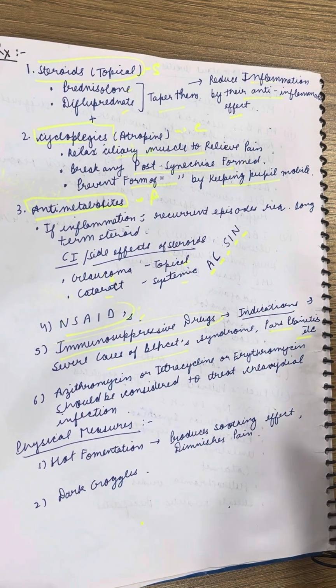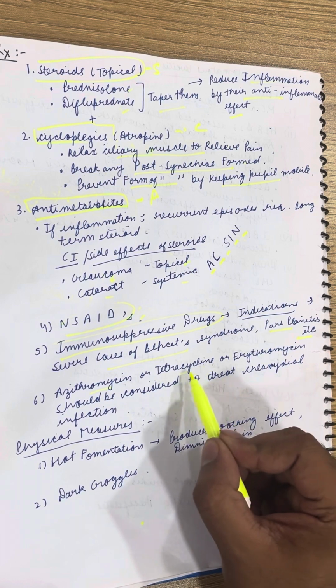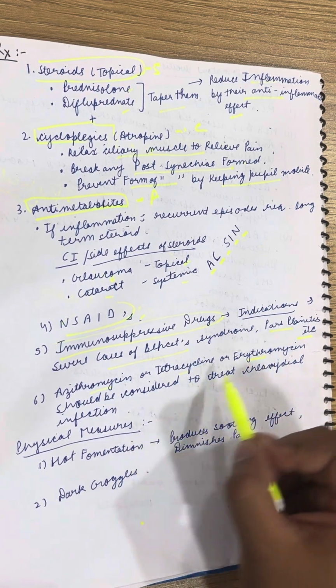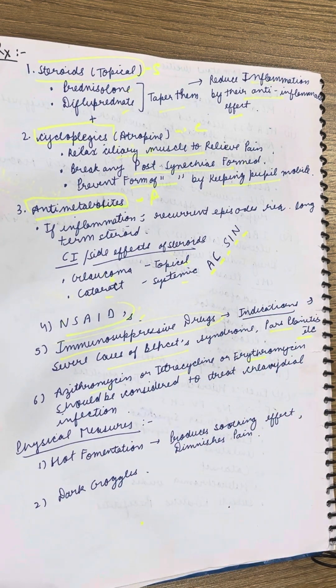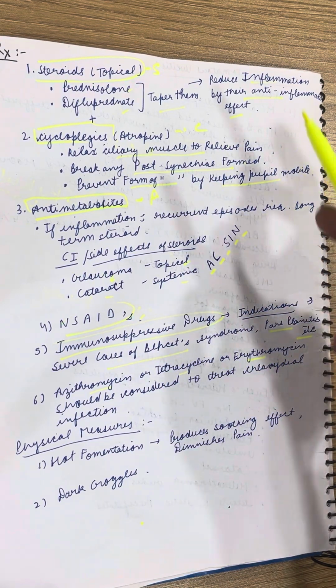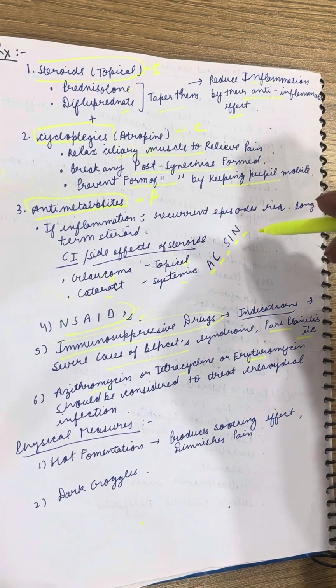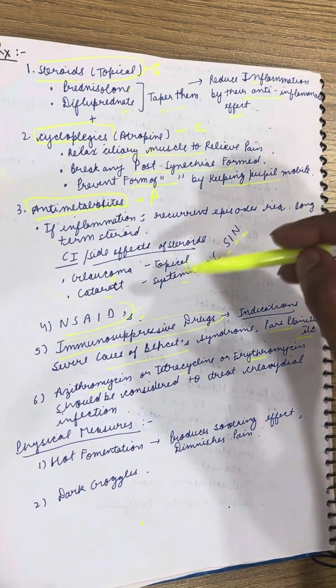And last is azithromycin or tetracycline or erythromycin. These are antibiotics. In ophthalmology, we give antibiotics in almost any disease, so azithromycin, tetracycline or erythromycin need to be remembered. So let's revise. ACSIN. A stands for antimetabolites and azithromycin. C stands for cycloplegics like atropine. S stands for steroids. I stands for immunosuppressive drugs, and N stands for NSAIDs.